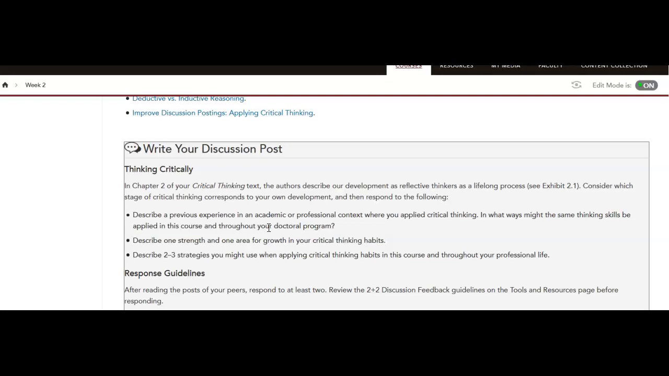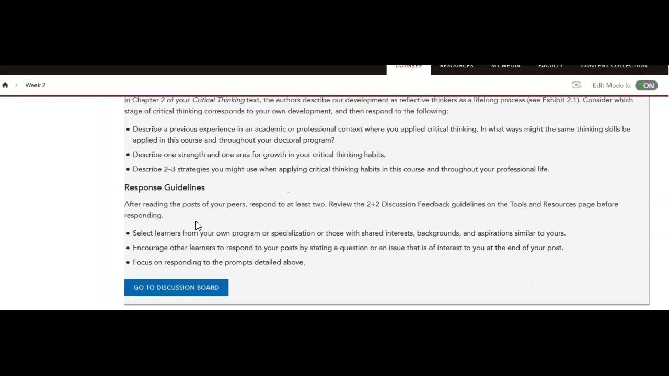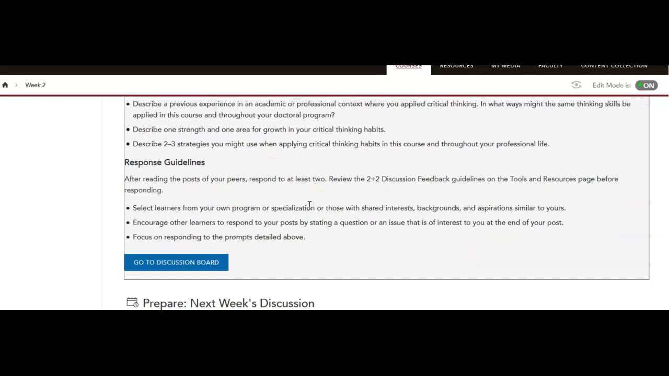What's a strength in one area for growth in your critical thinking habits? This is often overlooked. It's easy to say, oh, I need to grow, but where is the strength? And this goes back to here. Where have you applied critical thinking and what's the strength? And 2 or 3 strategies you might use when applying to the course and throughout your professional life. So this is a good mixture of practice and scholarship. Respond at least 2, post in there.